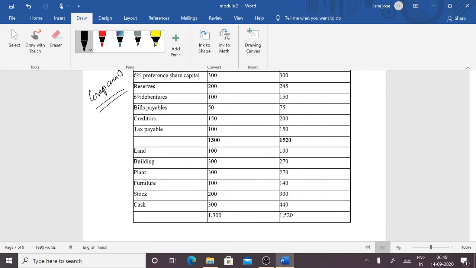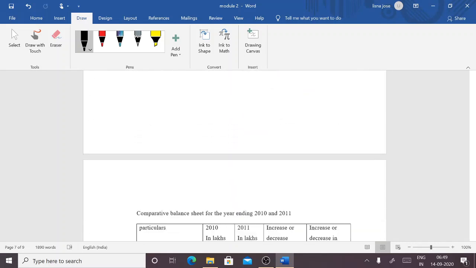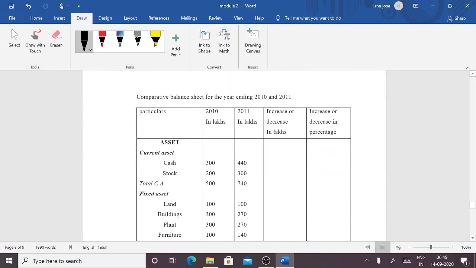Okay, so this is how a question will appear and how we can work out this. So first we need to write comparative balance sheet for the year ending. Okay, here in the question it is given 2010 and 11. So whatever the year mentioned in the question, you can write it that for the year ending this 2010 and 11.